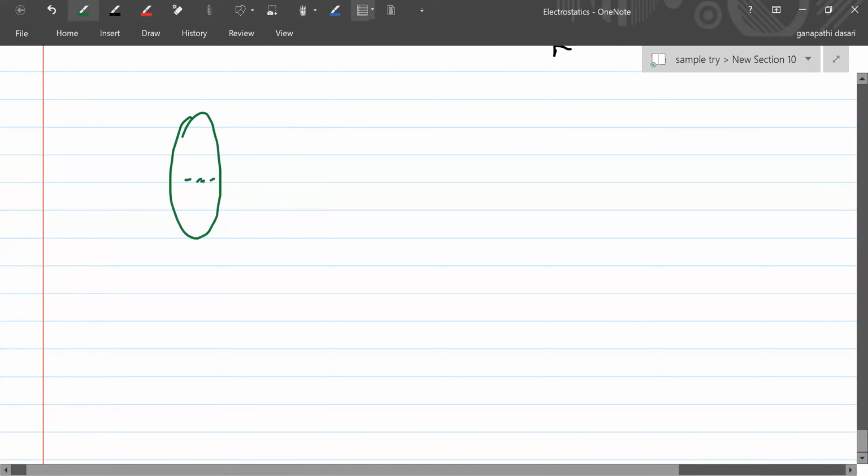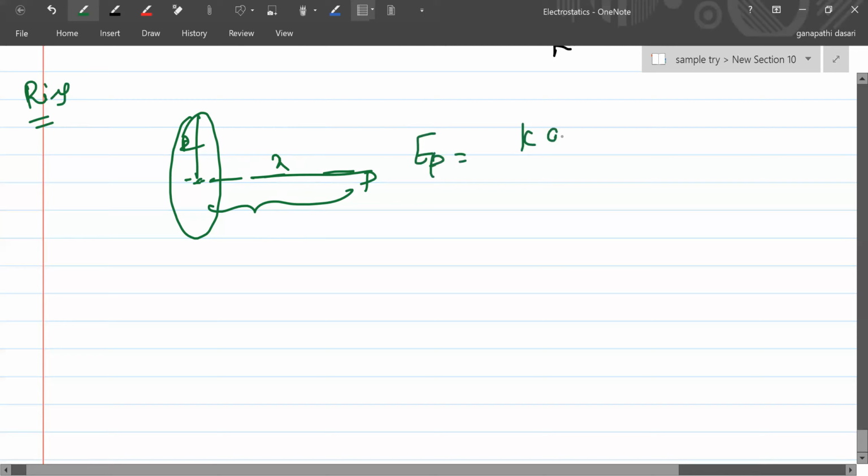Then you take this ring also. A ring, at a point P at a distance of x, having radius r, the electric field will be k q x by (x square plus r square) whole power 3 by 2. Here k is 1 by 4 pi epsilon naught. Okay.